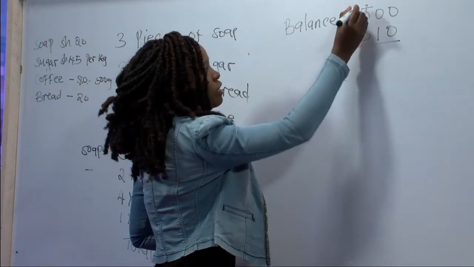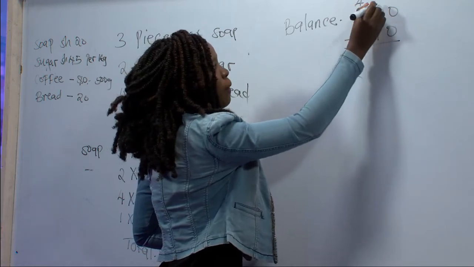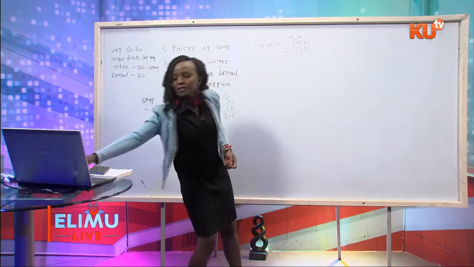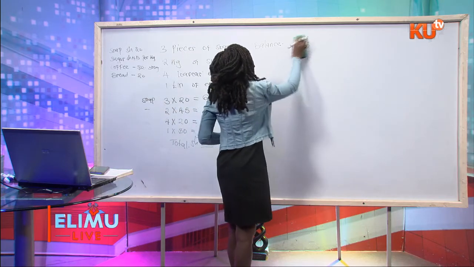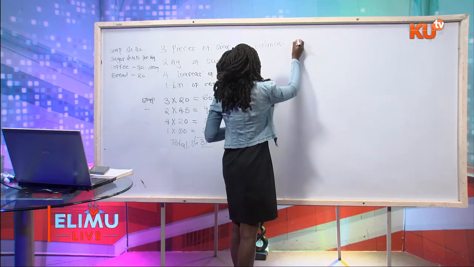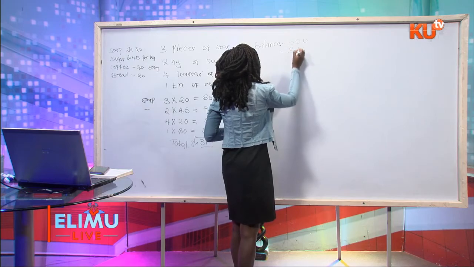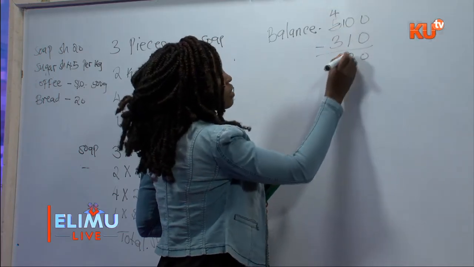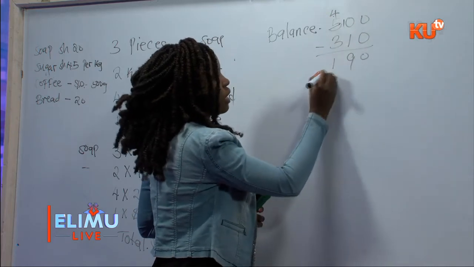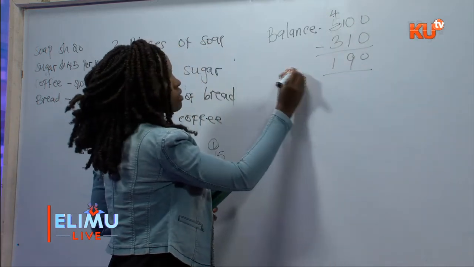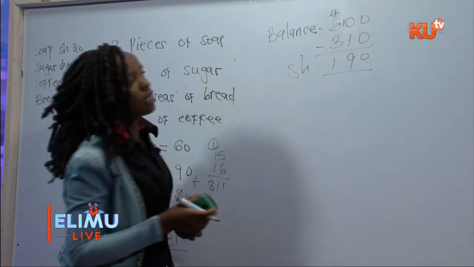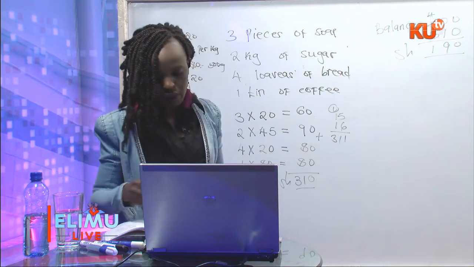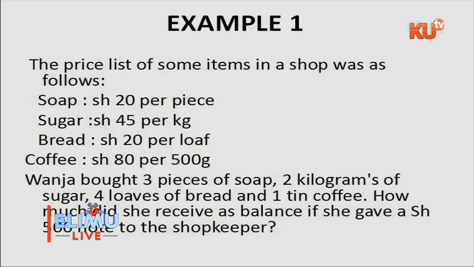So we borrow from here, we get 4. 500 minus 310. 4, 1. 10 minus 1 is 9. 4 minus 3 is 1. So we get the balance was 190 shillings. So that is example 1. We look at example 2.